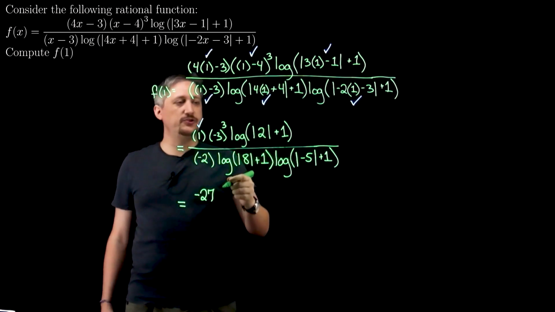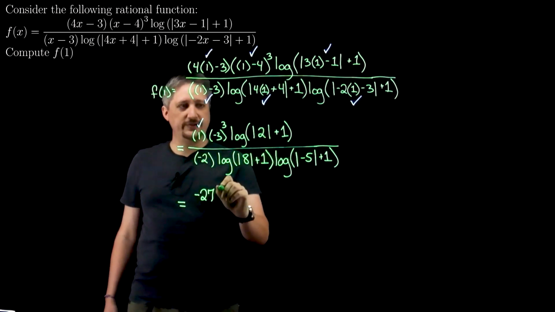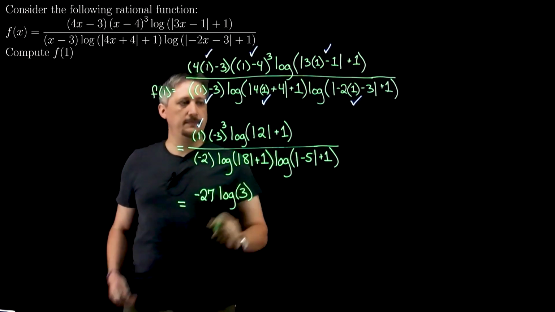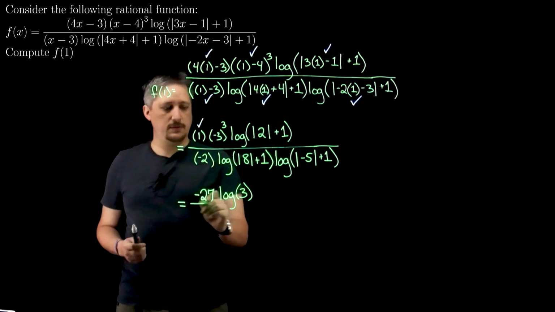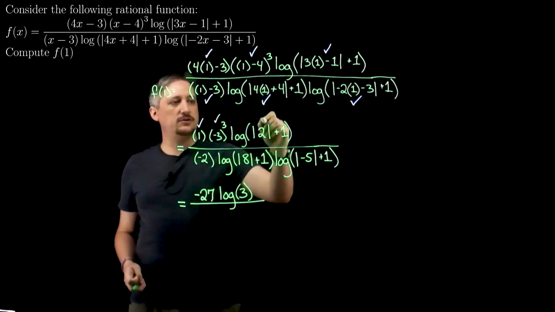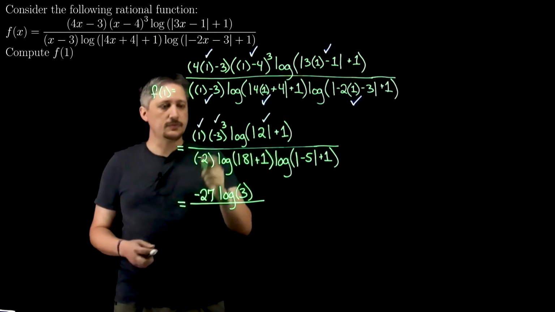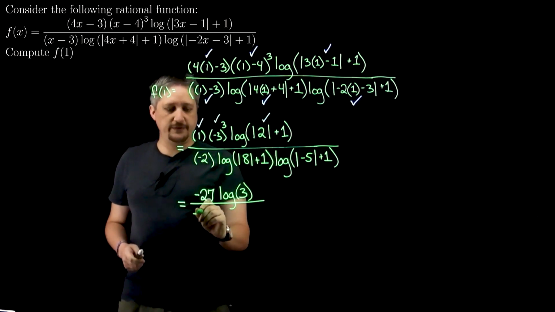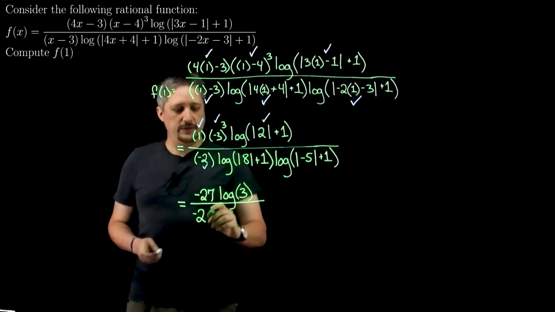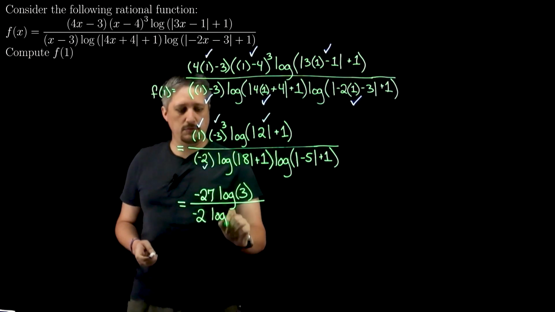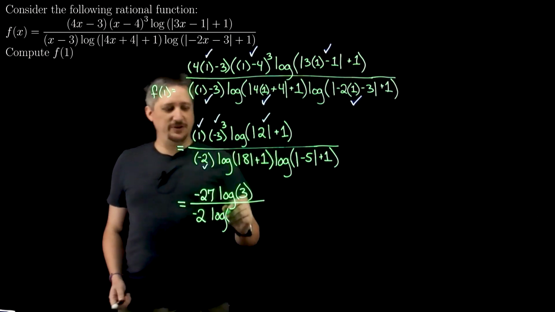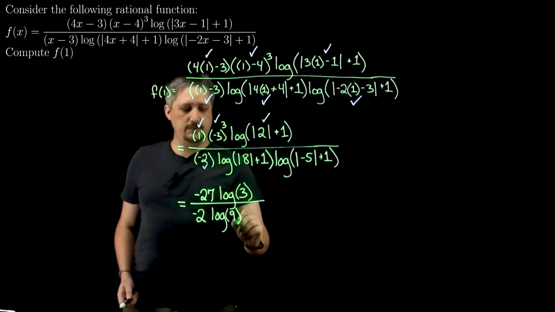Absolute value of 2 is 2, plus 1 is 3. So that's going to be log of 3. Over, to be clear, negative 27, that was from there. Log of 3 is from here. And on the bottom, I have negative 2. That was this. And I have log of absolute value of 8 is 8, plus 1 is 9.